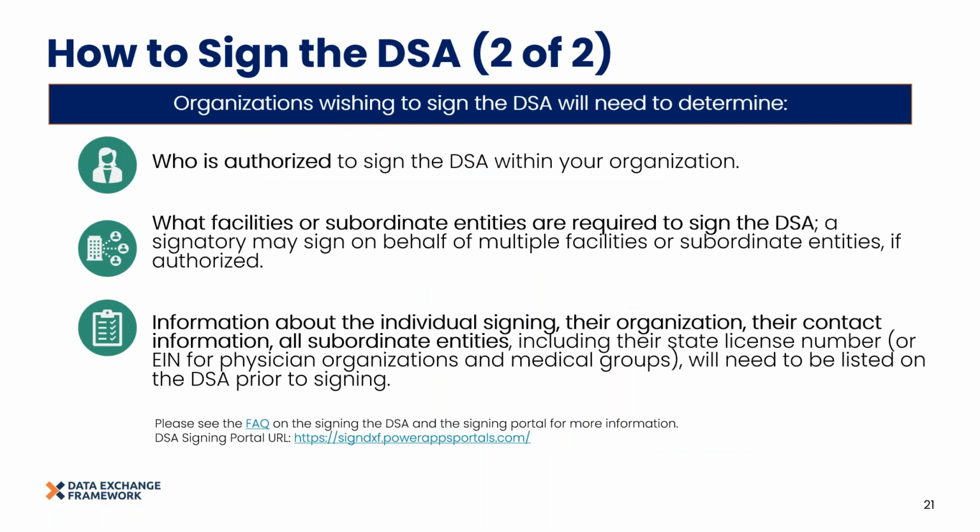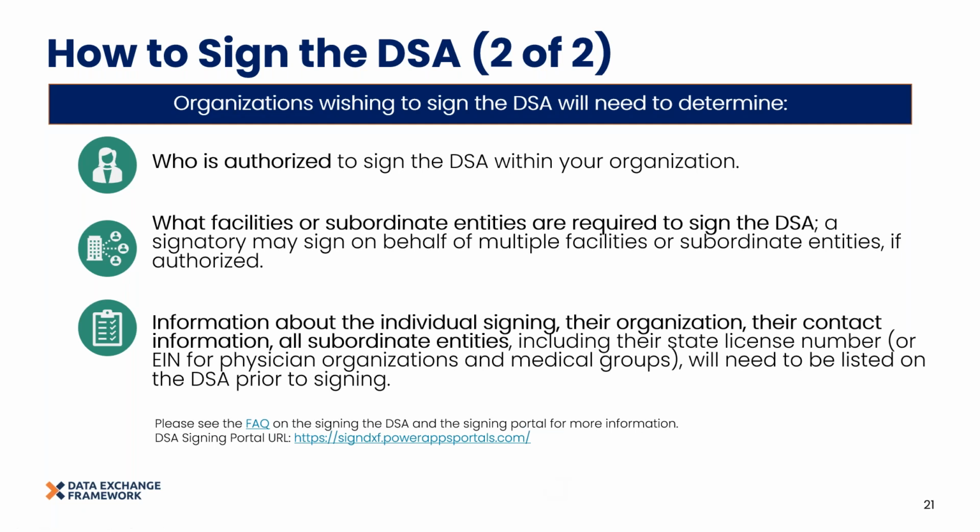Before you start, you'll need to think about who's going to sign the DSA in your organization. If it's a simple small office, then that's pretty clear. If it's a larger organization, you may have other subordinate entities that are required, and a single signatory can sign on behalf of multiple entities. So thinking through the organization up front helps. Then you need just the simple information about who's signing: the name, the address, the contact information, all the usual things that you would enter in.